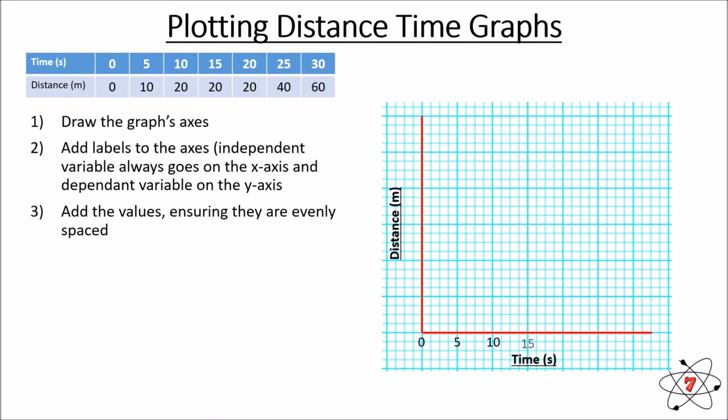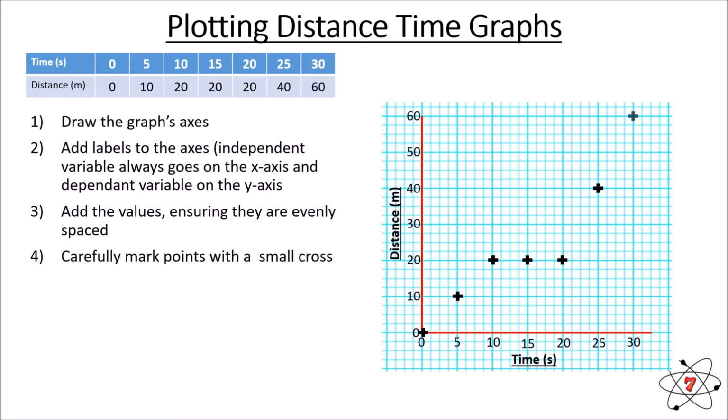The third thing we do is we add the values, so for time and distance, and we make sure that they are evenly spaced. Every square for most graphs should always have the same value. This isn't true if we're drawing a logarithmic graph, but that's slightly different. For most graphs that have a linear scale, every single square needs to have the same value. We then carefully mark the points with a small cross.